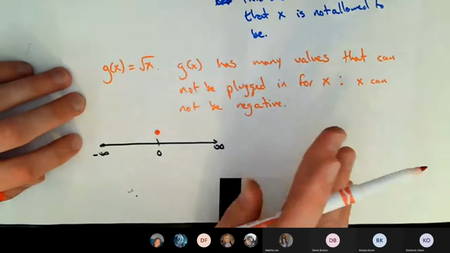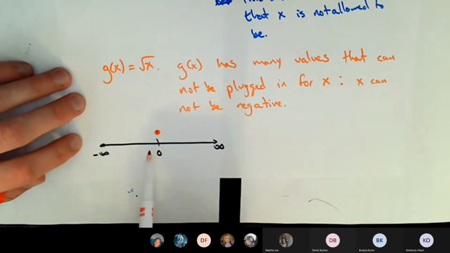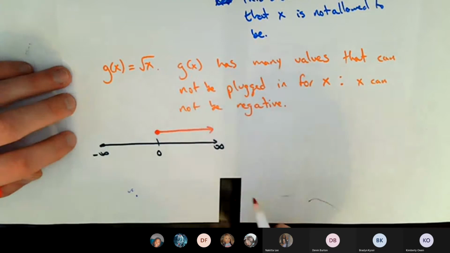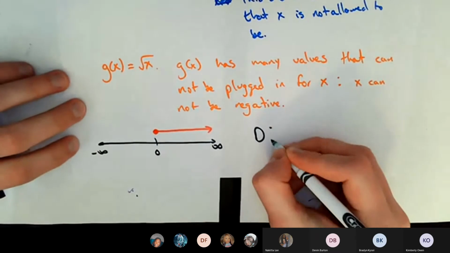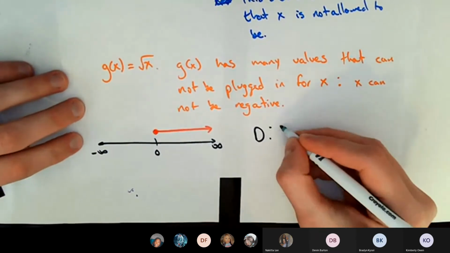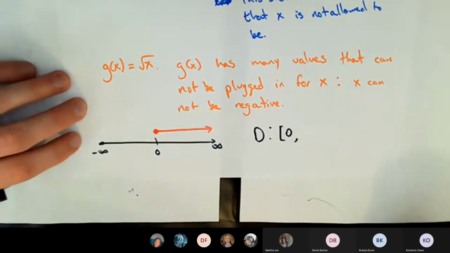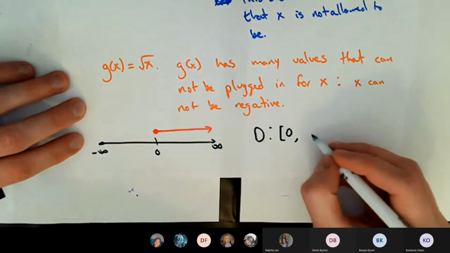I'm including 0 because 0 is allowed. Square root of 0 is 0. That's fine. I just can't plug in negatives. So do I want to go this way or this way? Well, of course, I want to go to the right, right? I want to get all those positive values. So how do I notate that? Domain, colon, bracket around 0 this time because I am including 0, off to infinity.